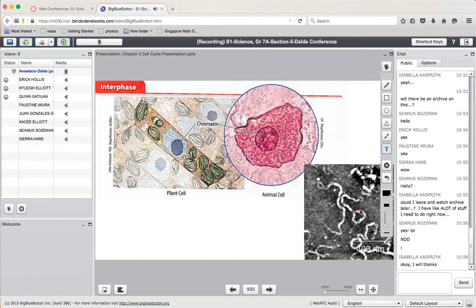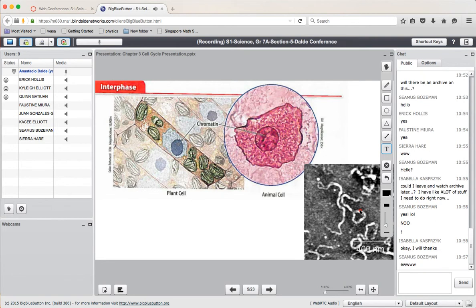What happens here is the DNA, which is called chromatin, is long thin strands, and it's preparing itself to replicate itself.